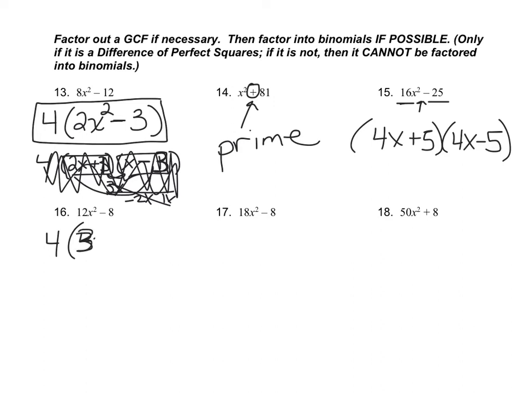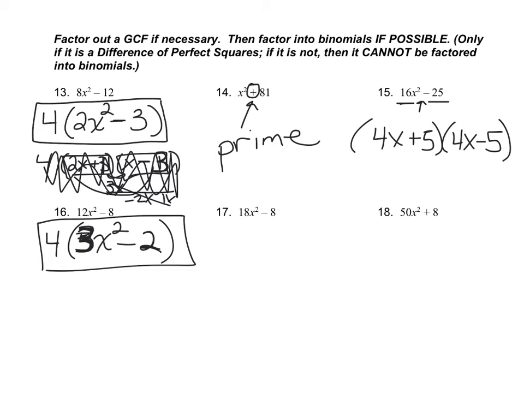3x squared minus 2. Again, 3x squared minus 2 is not a difference of squares because 3 and 2 are not perfect squares. So I'm done with that problem. My factors are 4 and 3x squared minus 2.